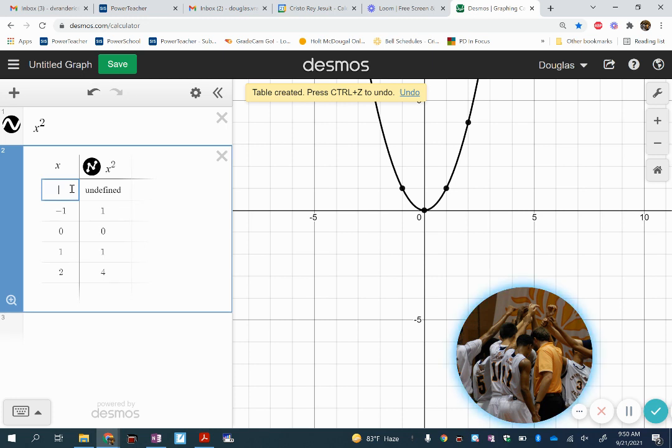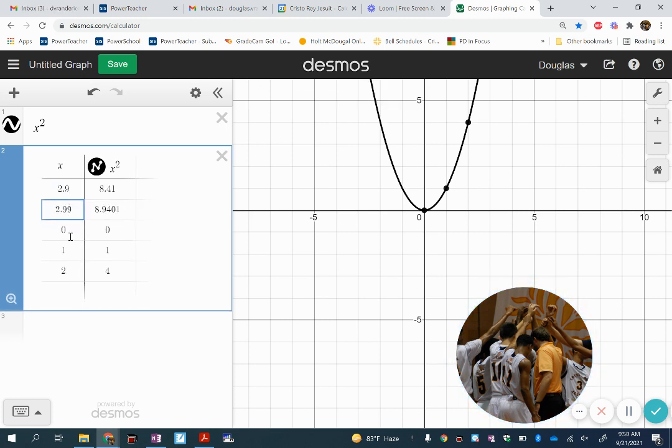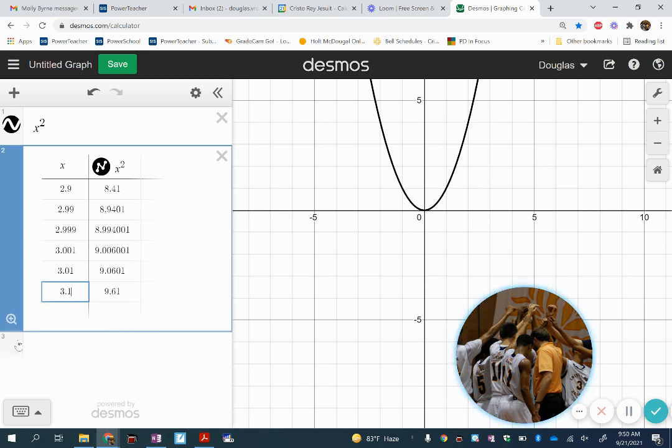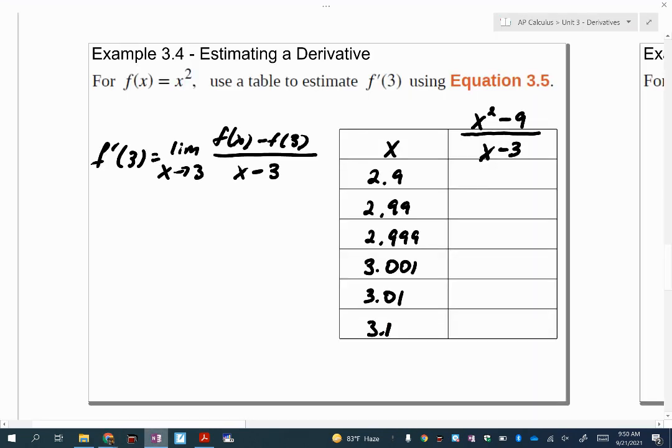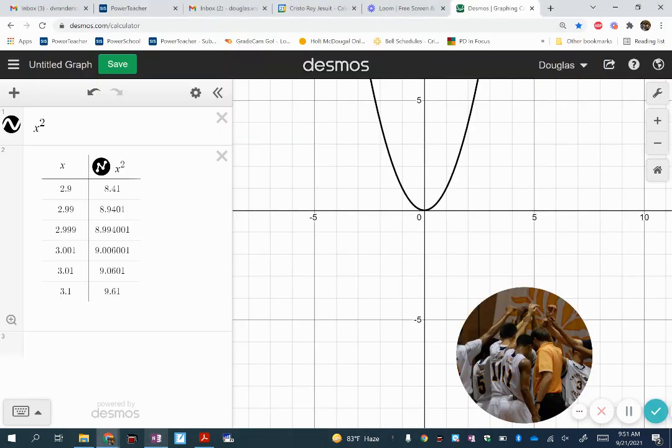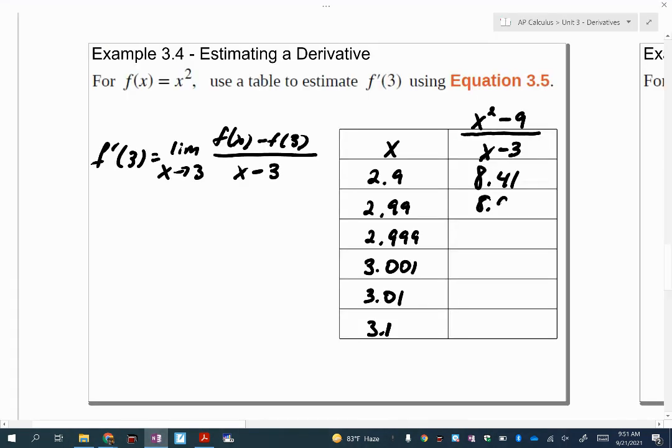My first one was 2.9, 2.99, 2.999, 3.001, 3.01, and then 3.1. So I can write these down as 8.41, 8.9401.